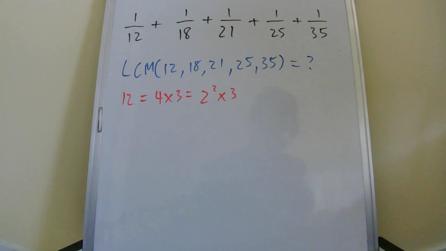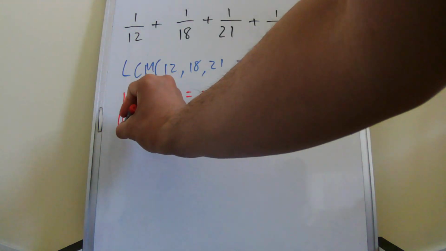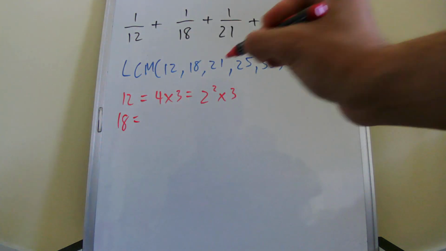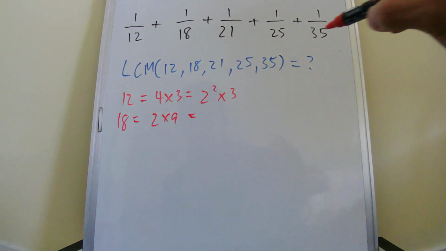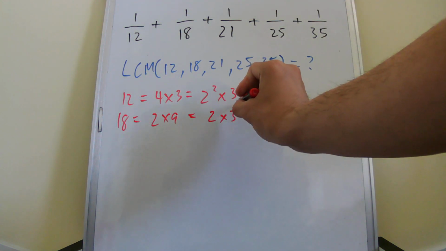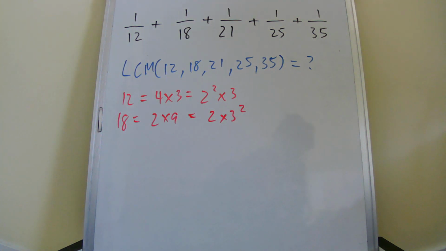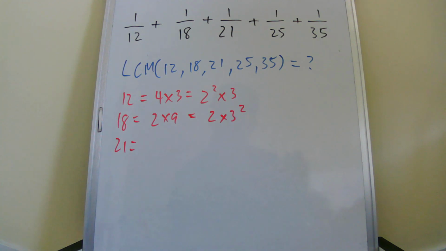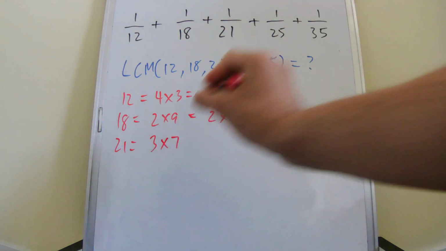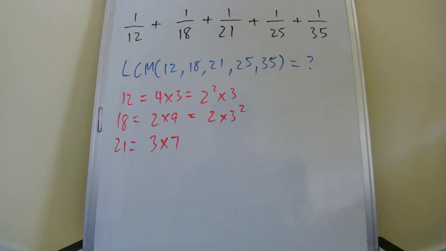All right, so next one will be 18. Let's try that. 18, this is 9 times 2, 2 times 9. All right, so this is going to be 2 times 3 squared. Okay. Next one is 21. 21 is 3 times 7. So that's already the 2 prime factors that we find there.